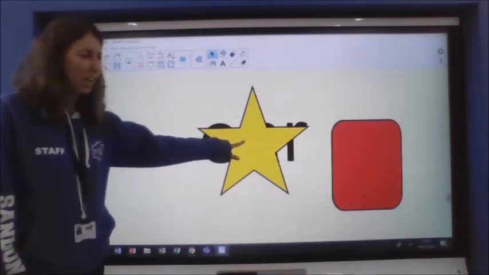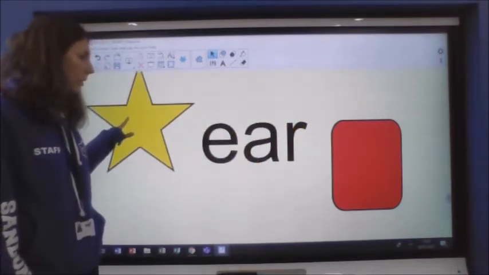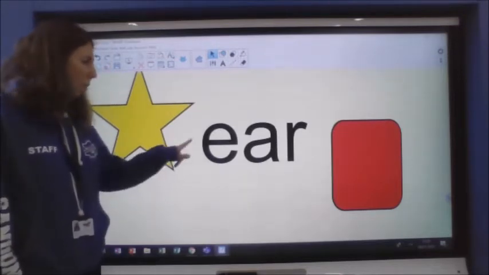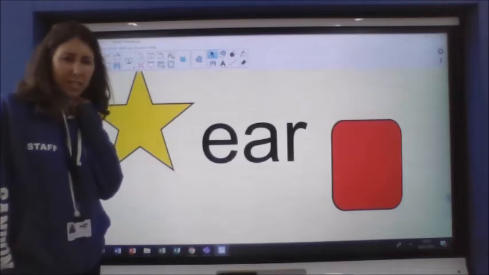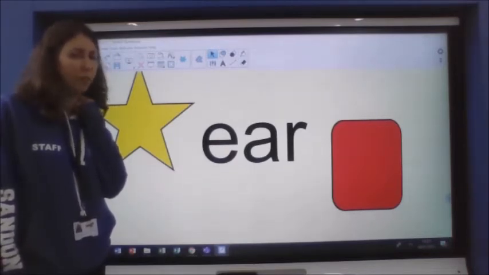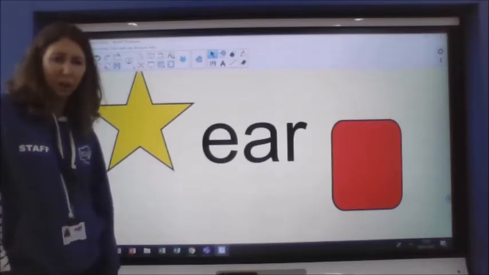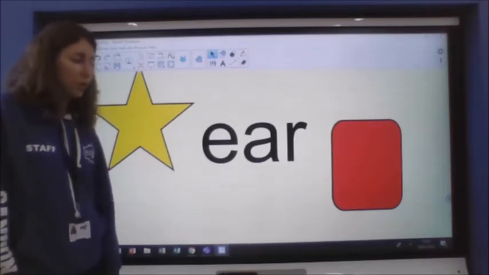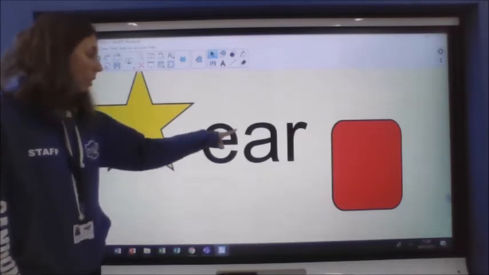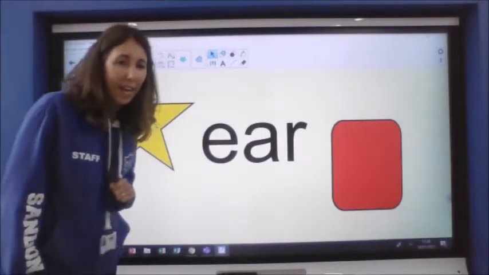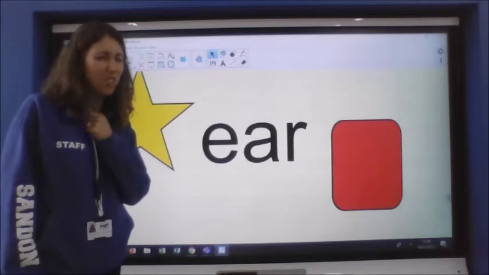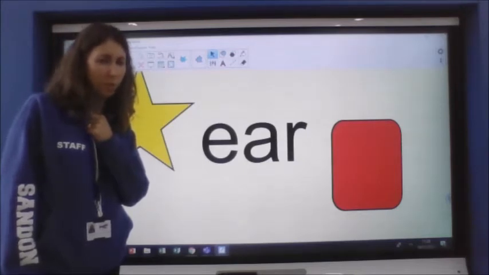It's not a digraph this time. Oh, okay. See if you can tell your grown up at home or shout out. Why is this way of writing a sound, this grapheme, not a digraph? It's not a digraph because it's got 1, 2, 3 letters making one sound. How many letters does a digraph have making one sound?